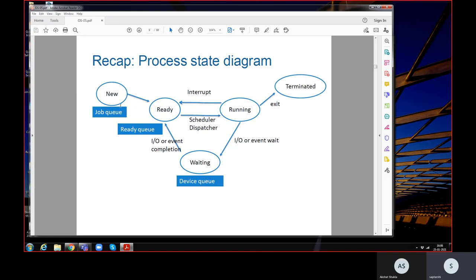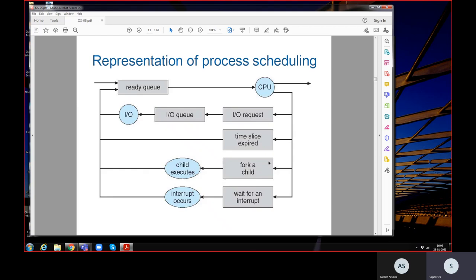But you see that mostly, I should not say every time, but mostly there is a queue associated with different states. Like all processes which are ready are in the ready queue. All processes which are waiting for a particular device, or waiting for IO with a particular device, are waiting in a device queue. So since many of these states are associated with a queue, we can also describe very similar information using a queuing diagram. So that is what I am showing now. This is a representation of process scheduling using a queuing diagram.